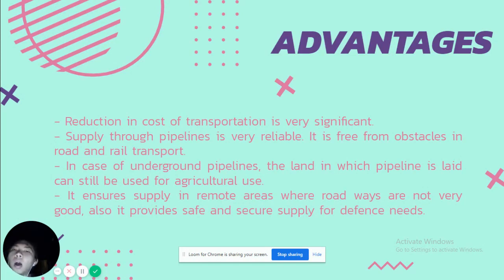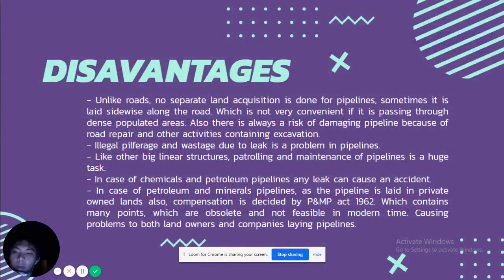And everything comes with pros and cons, and so does pipeline transport. Some disadvantages of pipeline transport are, unlike roads, no separate land acquisition even for pipelines. So sometimes there would be accidents, like the pipeline laid on the road in populated areas, and there may be different things that can affect the operation of the pipeline, and sometimes force the operation of the pipeline to stop, and it affects many other operations too.